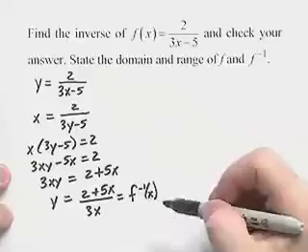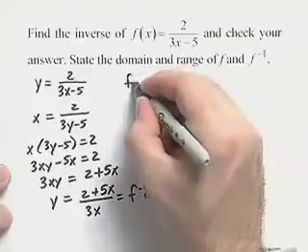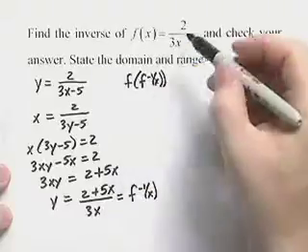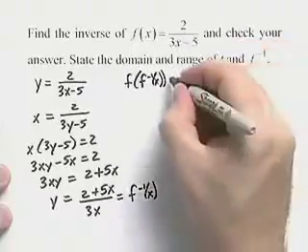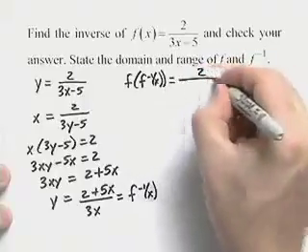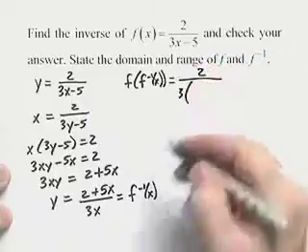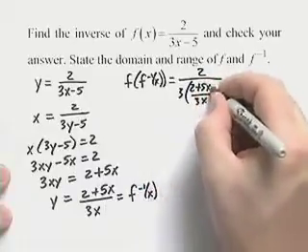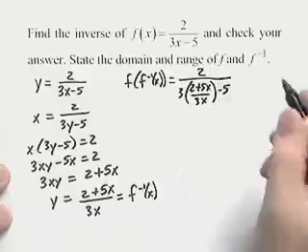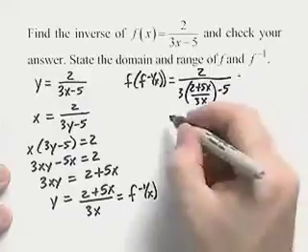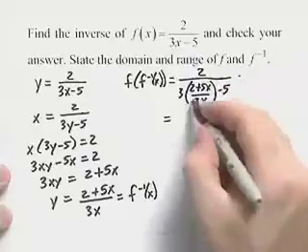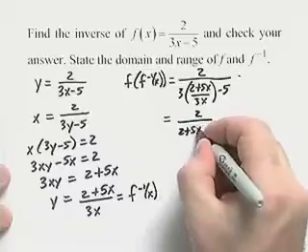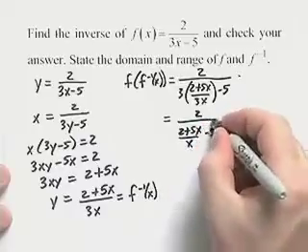To verify that this is indeed the inverse, we need to check f of f inverse of x. So we need to take our inverse function and substitute it into our original function. So we'll get 2 divided by 3 times our inverse, 2 plus 5x over 3x, and then minus 5. Threes will cancel, so we'll have 2 divided by 2 plus 5x over x minus 5.